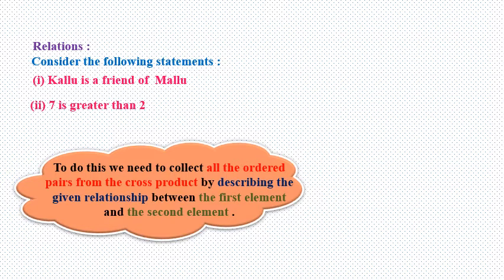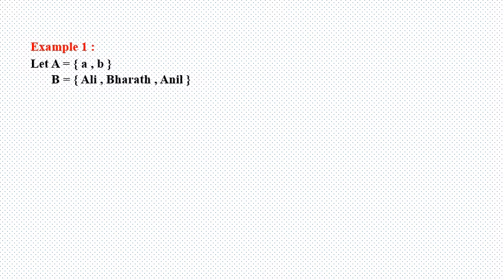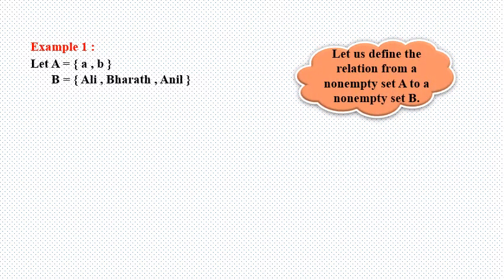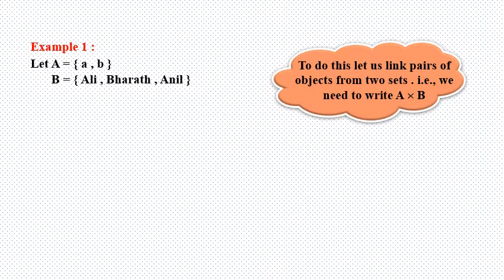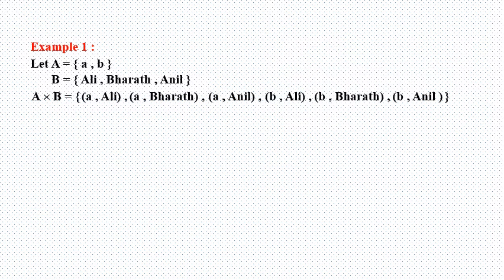To do this, we need to collect all the ordered pairs from the cross product by describing the given relationship between the first element and the second element. Now consider an example. I have two sets here, A and B, and next let us find the Cartesian product. When I find A cross B, then only can we find the relation. So I got A cross B.